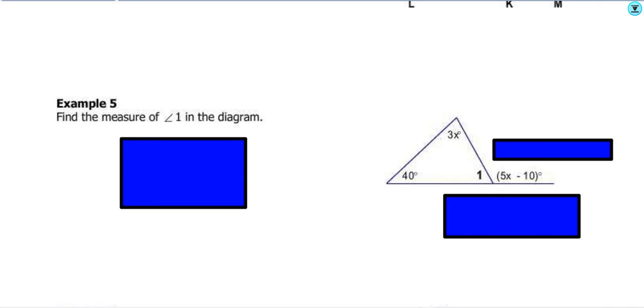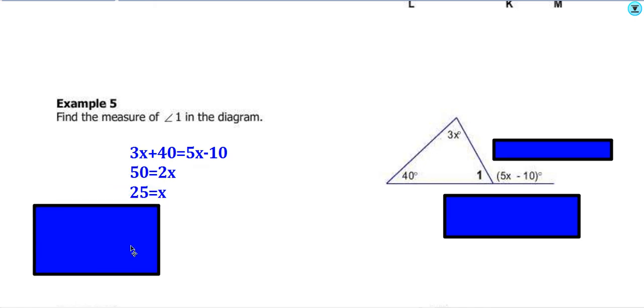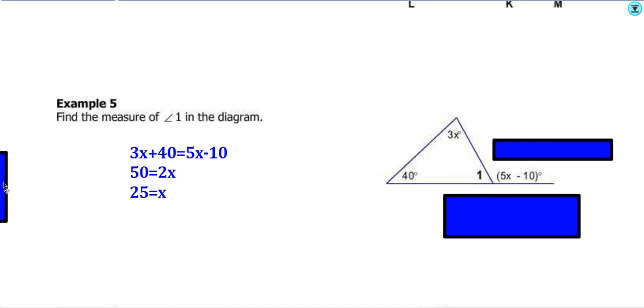Looking at example 5, we want to find the measure of angle 1. That's this angle on the inside here. See if you can set up an equation using the exterior angle theorem and then solve it and find angle 1 based on the information that you gather. If we add these two interior angles, 3x and 40, we should get 5x minus 10. When you go through to solve for x, you end up with 25.